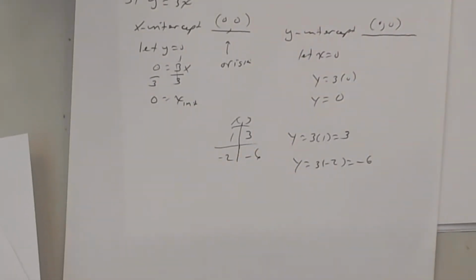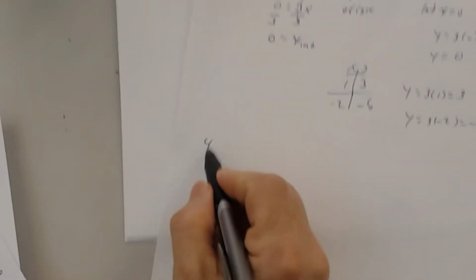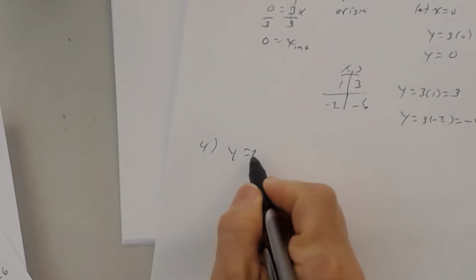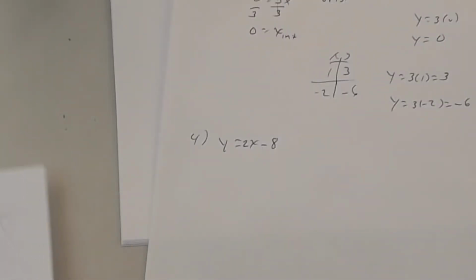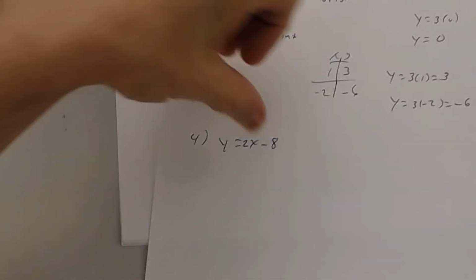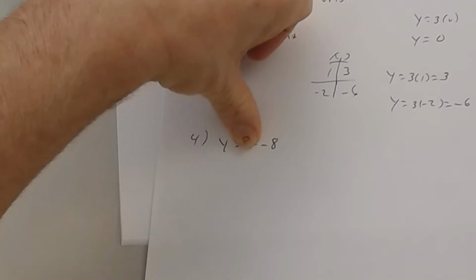Okay? All right, let's look at number 4. Number 4, suppose we had this. y equals 2x minus 8. Based on what we just talked about, will the x and y intercept be the origin? Yes or no, real quick? No, because you see a constant. The constant is -8. So the x and y intercepts will not be the origin. And it kind of makes sense because if I let x be 0, what do I get for y? Not 8, but -8.